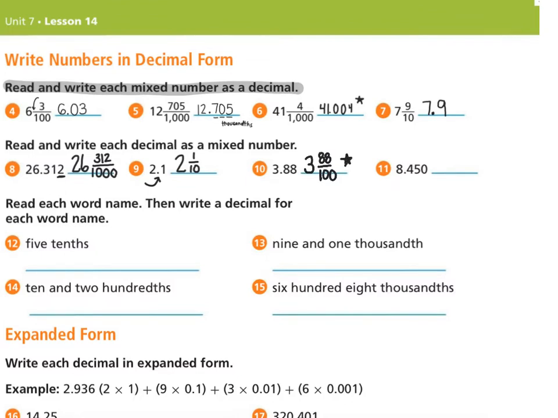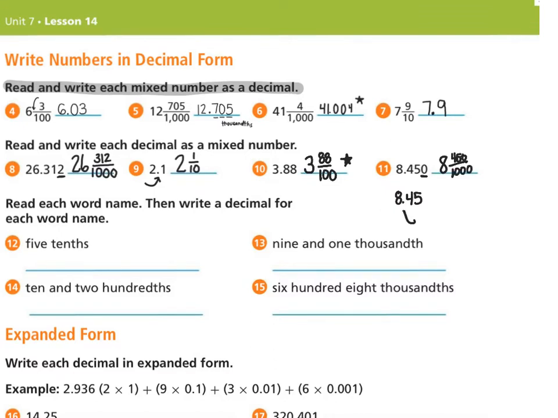Now let's read number 11 with me. And when I'm asking you to read it with me, I actually mean you need to be using your vocal cords. Ready? Here we go. 8 and 450 thousandths. Be careful. They put the 0 here, so I'm going to read it as thousandths, even though we know that 8 and 45 hundredths is the same thing. So if you wrote this correctly as a mixed number, you would write 8 and 450 thousandths.